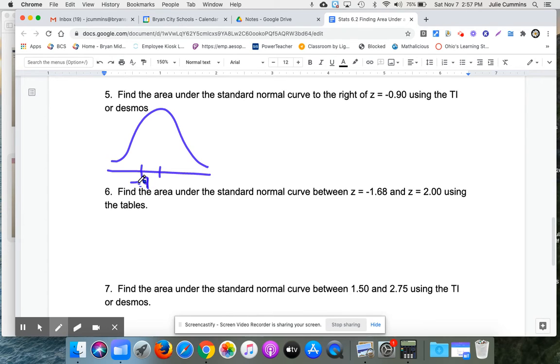Probably a good idea to write these in. I know I didn't always do that. Wow, that's terrible. Well, you get the idea. We want to find the area to the right of this. So this is definitely going to be more than 50%, but that's what we're looking for. Now, on the table, it only does to the left of, but lucky for us, we're using the calculator for this one. So let's pull that over.